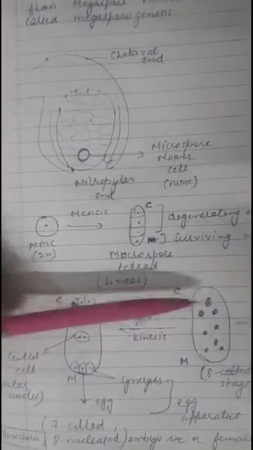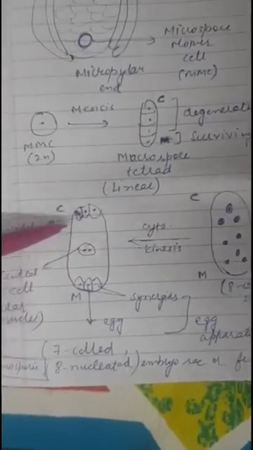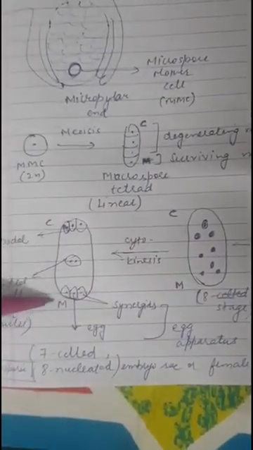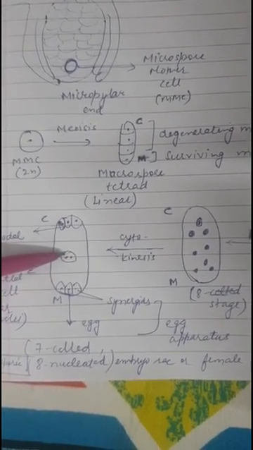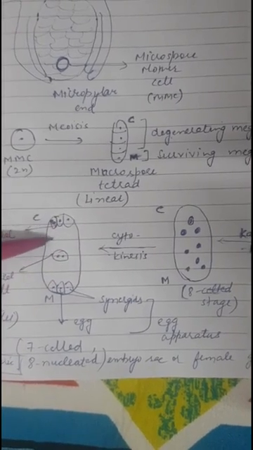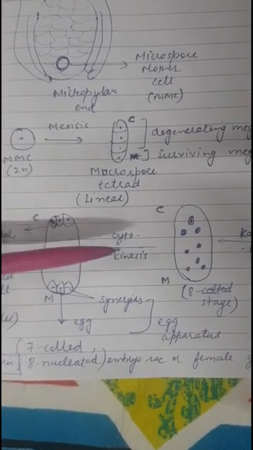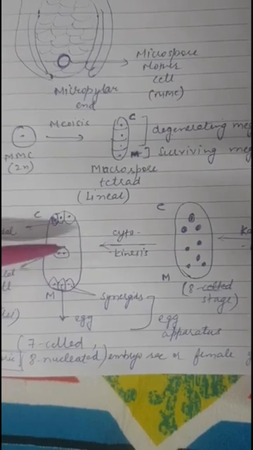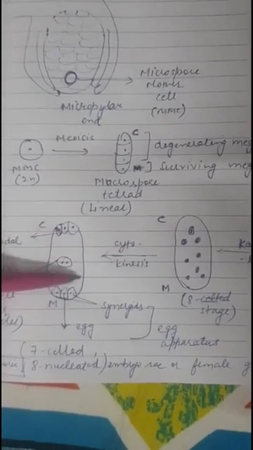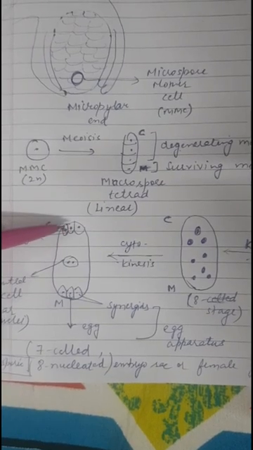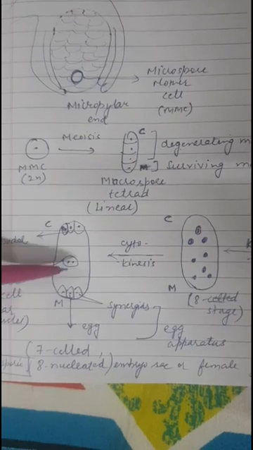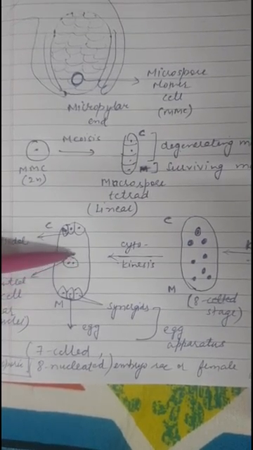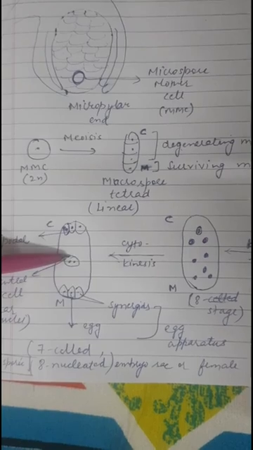Now you can see out of these 8 nuclei, 3 will shift towards the chalazal end, and 3 will shift towards the micropylar end, and 2 will remain in the center. So here you can see 1, 2, 3, 1, 2, 3, 6, and 2 in the center. When cytokinesis occurs, it will not be equal around all the cells. Here it occurs around the upper 3 and the lower 3, but in the center a single cytoplasm will be formed around 2 nuclei.